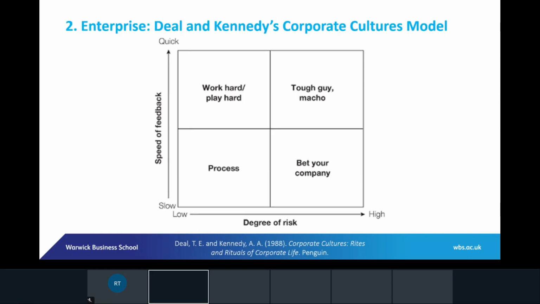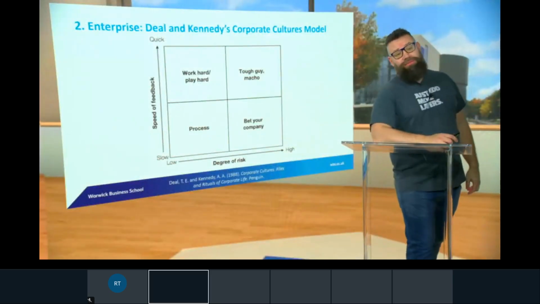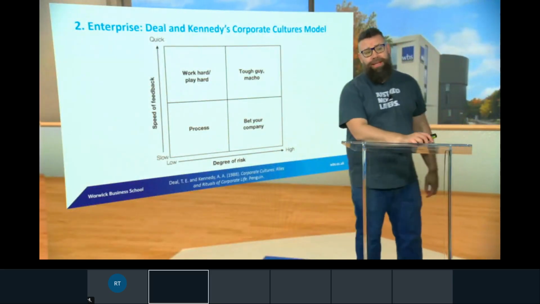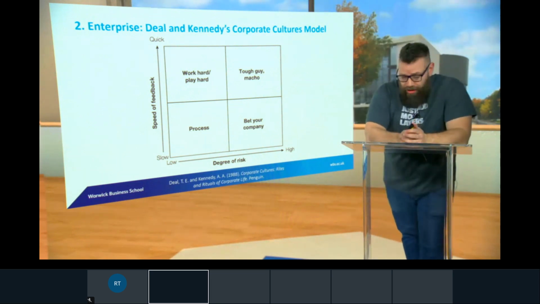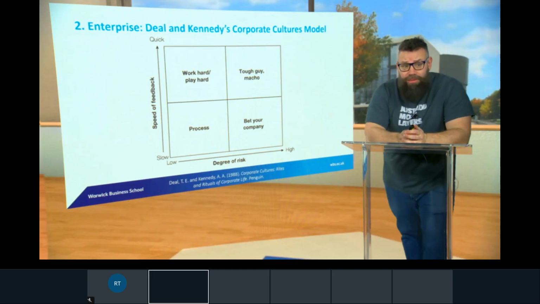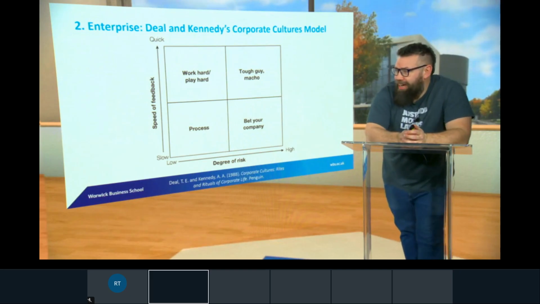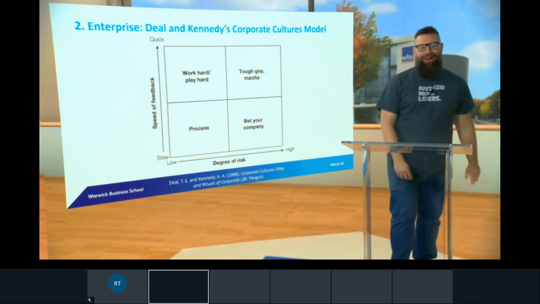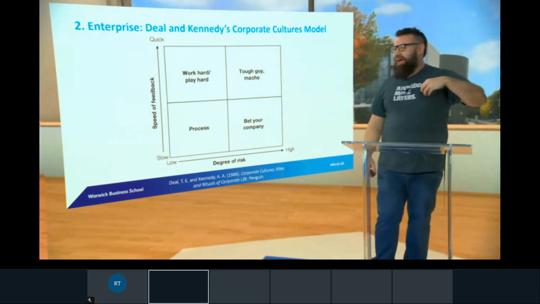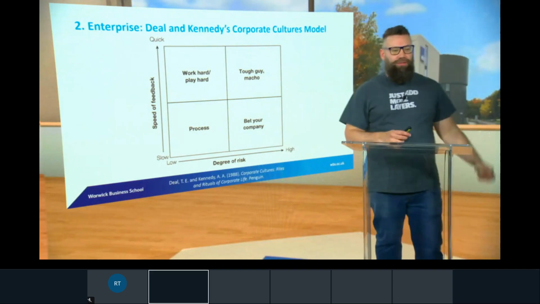So we'll start in the top right, the tough guy macho culture. So it's high risk, but a high degree of feedback. The classic example here will be an industry like the stock market, financial services, where you're trading on the stock market. So you have a high risk job, you're making big bets, essentially, and you get nearly immediate feedback that either makes you very rich or makes you bankrupt overnight. You'll remember all the news stories of people crying on the stock market floor when the stock market crash kicked in. So it's a very results orientated, but very aggressive kind of culture.